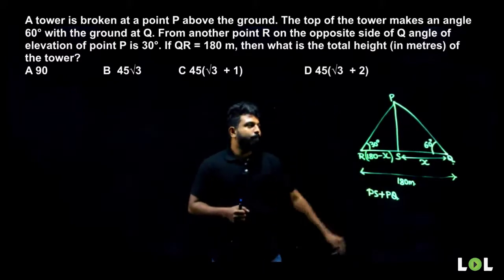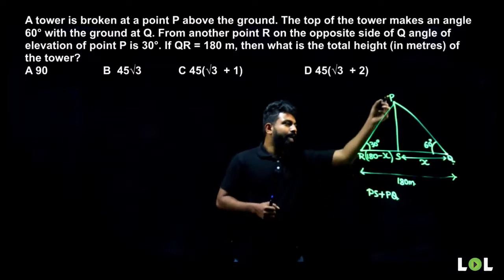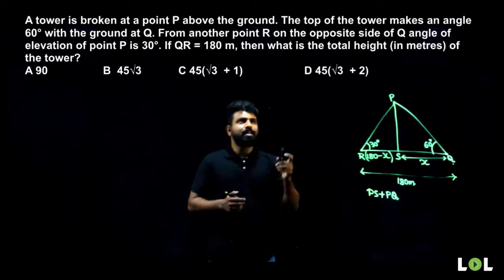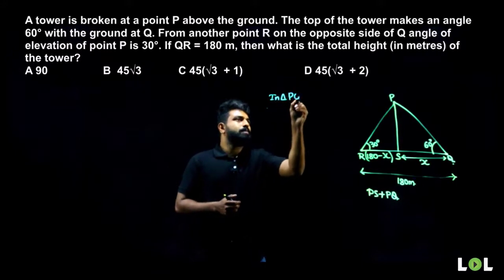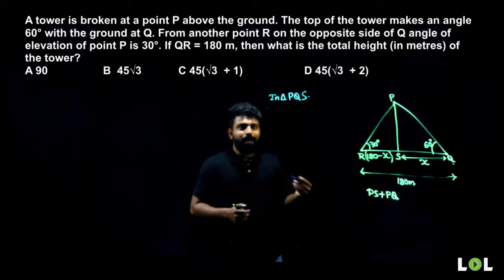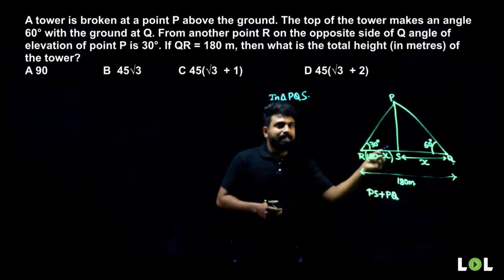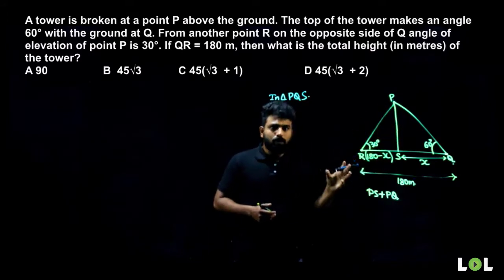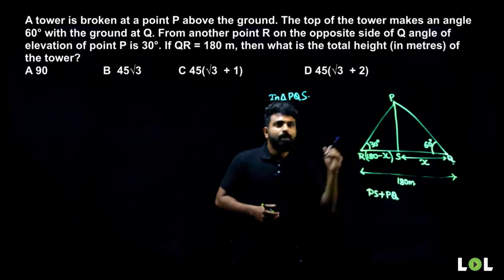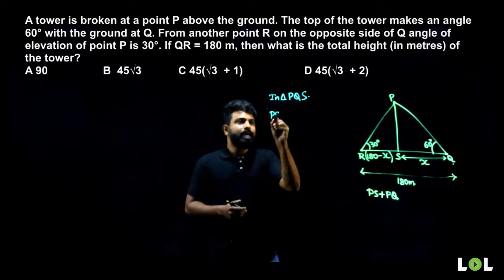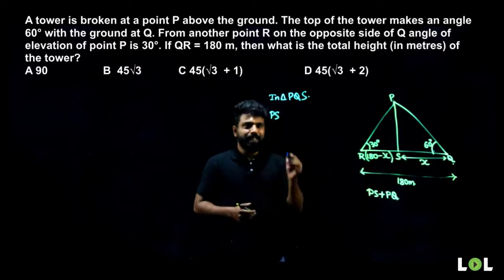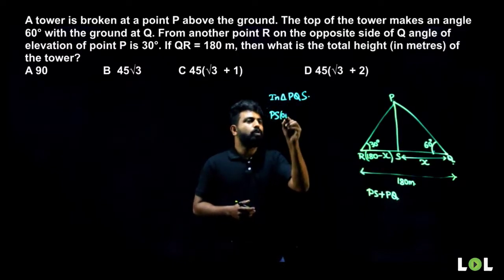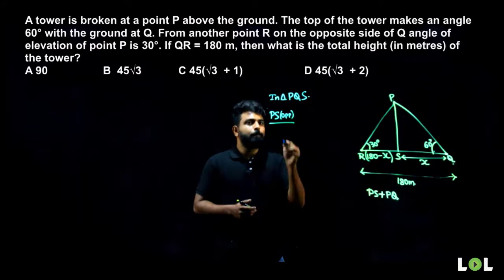So first, let me consider this triangle here, triangle PQS. In triangle PQS, what will I have to find out? PS is the common side for both, so first I'll find out the value of PS. So what will be PS? PS is nothing but opposite with respect to 60 degrees, so this is nothing but opposite divided by adjacent.